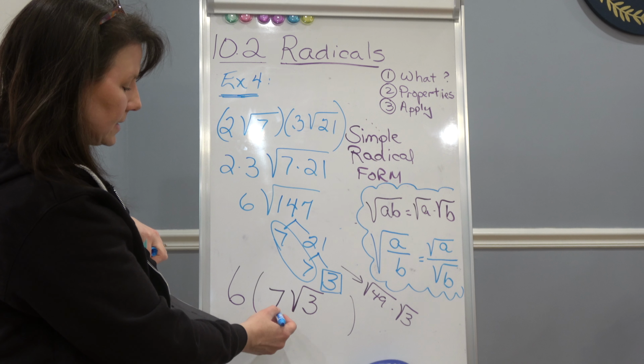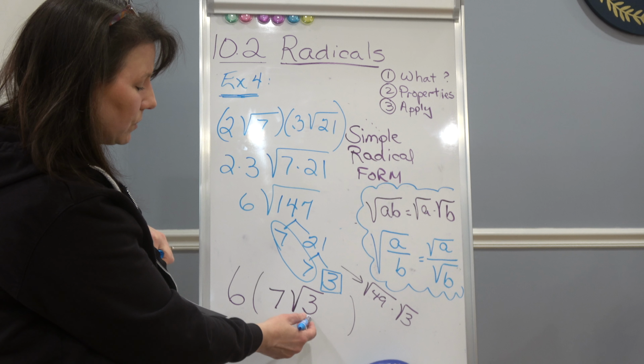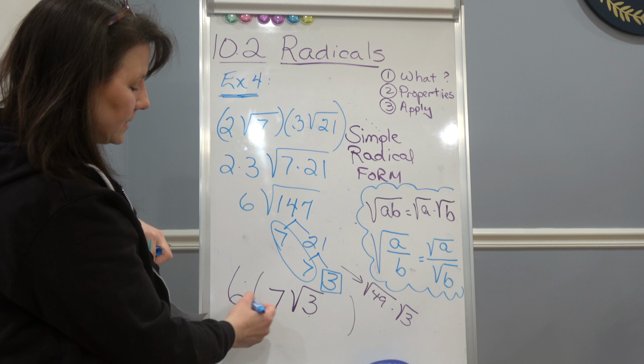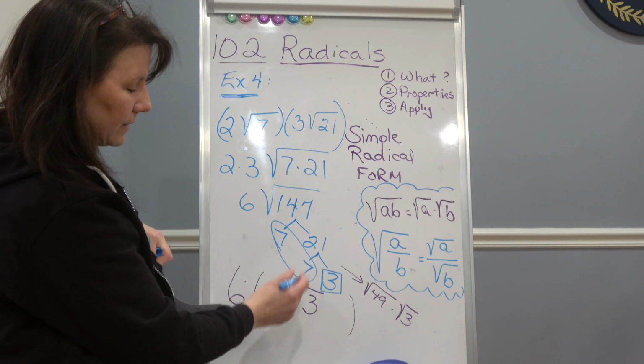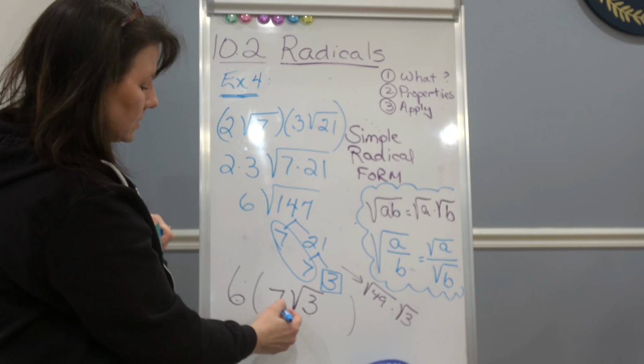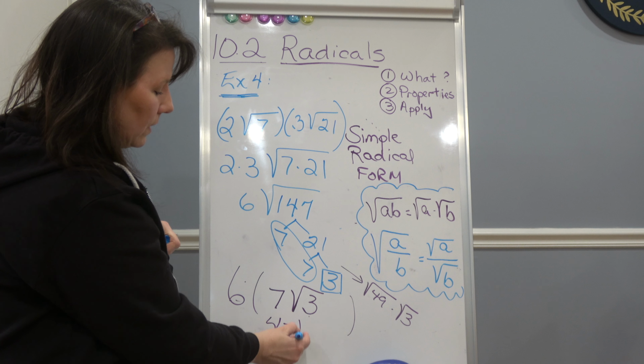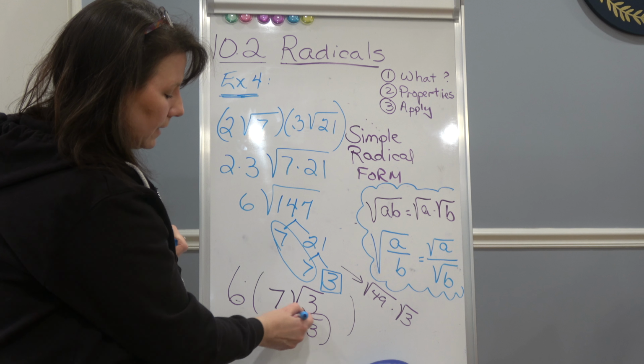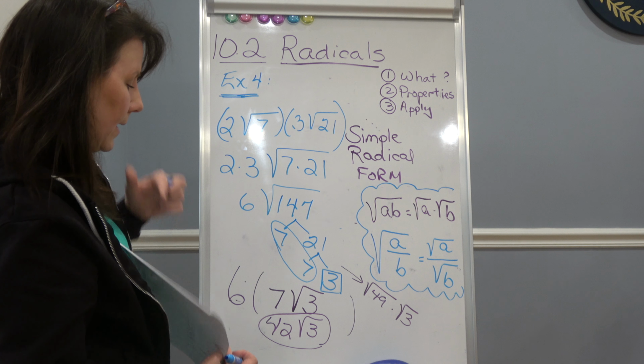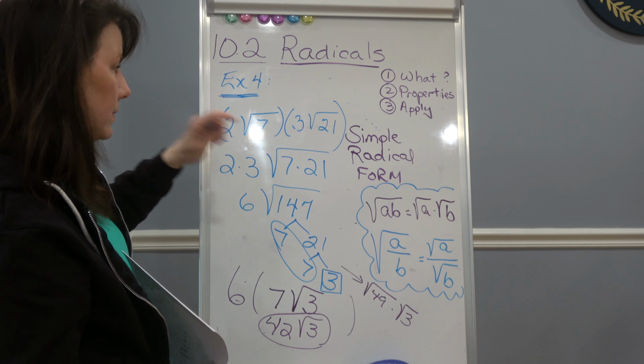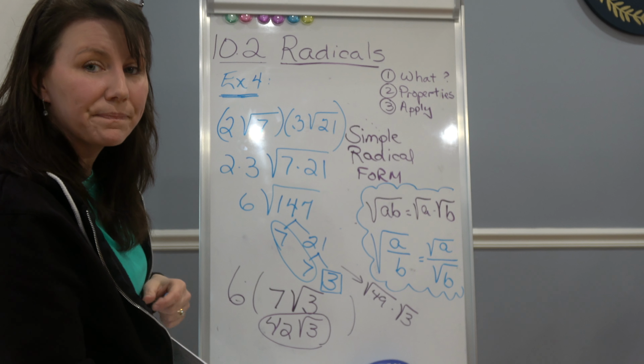Now, this is 6 times 7 square roots of 3, so I'd want to multiply the 6 and the 7 because they're on the outside of the radical. So 6 times 7 is 42, 42 square roots of 3. And that would be the answer for this product.